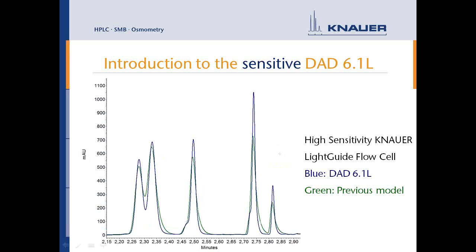And we have another example where again we did the same applications, but here you see we used the high sensitivity flow cell. Again, everything was the same method, same system, just exchanged the detector. And again, blue is the DAD 6.1L, and the green line is our previous model. With this bigger flow cell, you really see much more differences. Peaks are really, really sharp with the new DAD detector, with no tailing, and also higher. Why this is the case, we will talk about later when you see how the cells are built up and what the volume of the cells is.